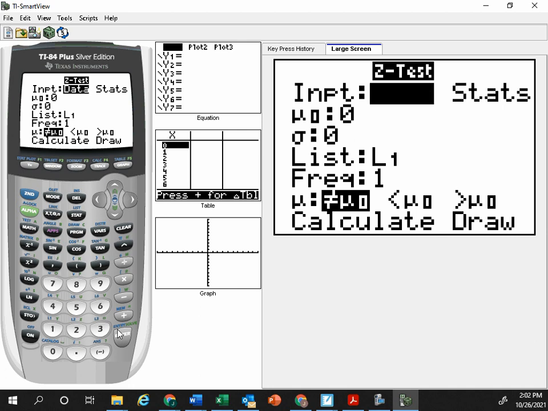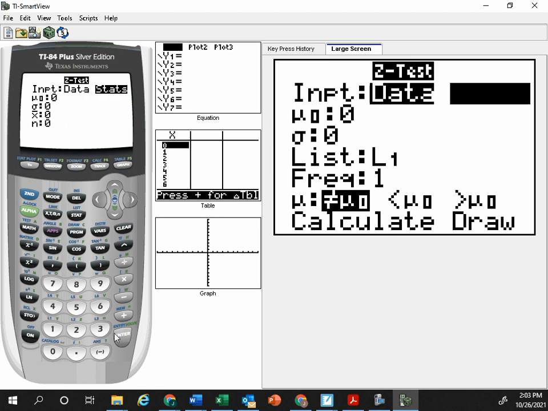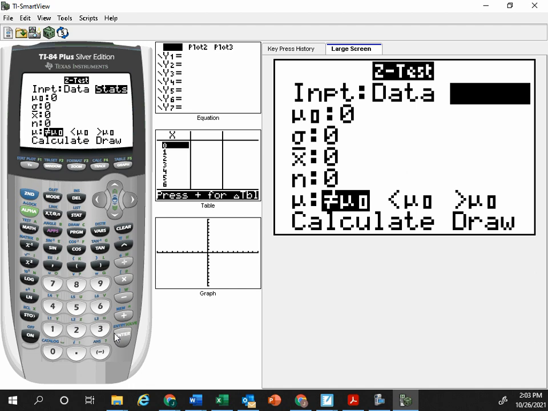You have two choices when you're doing these hypothesis tests. Data is the one with your list, as you can see L1 in there. If you had the problem where you've got all those values, you would put them in list 1 and use the data method because you've got a whole list of data to use. We do not have that. We have stats, so let's go ahead and pick stats.